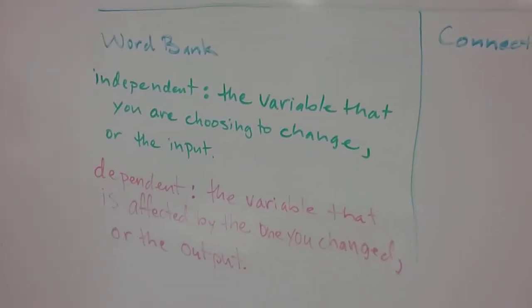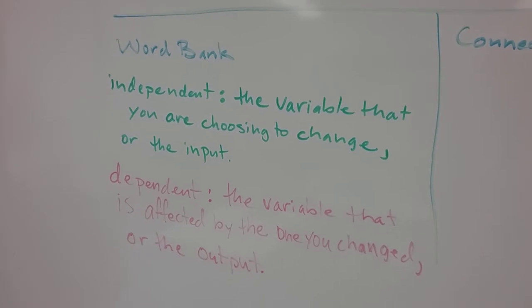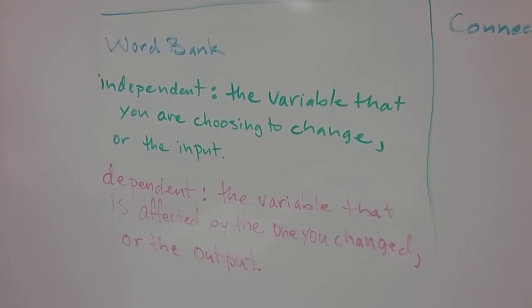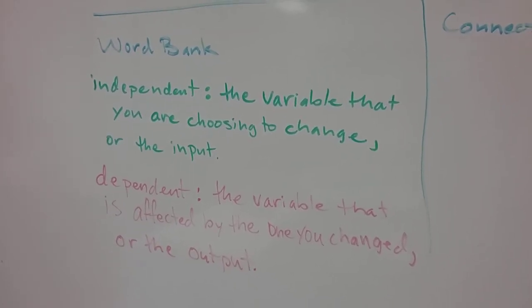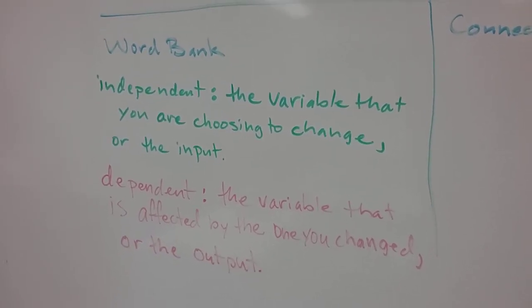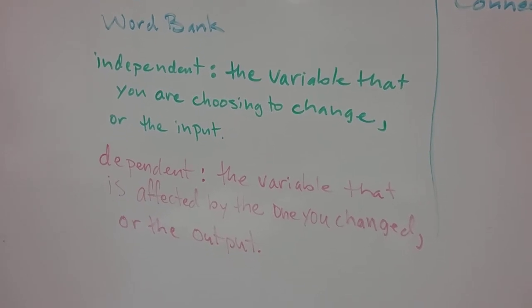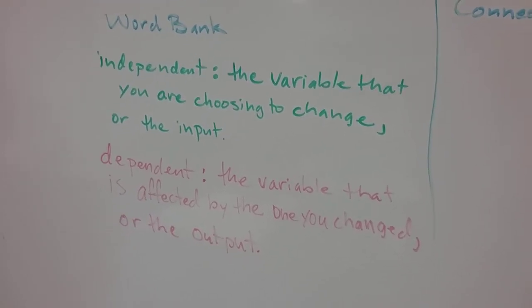In your word bank, there are 2 words you need to write, independent and dependent. Independent is the variable that you are choosing to change, or the input. Dependent is the variable that is affected by the one that you changed, or the output.